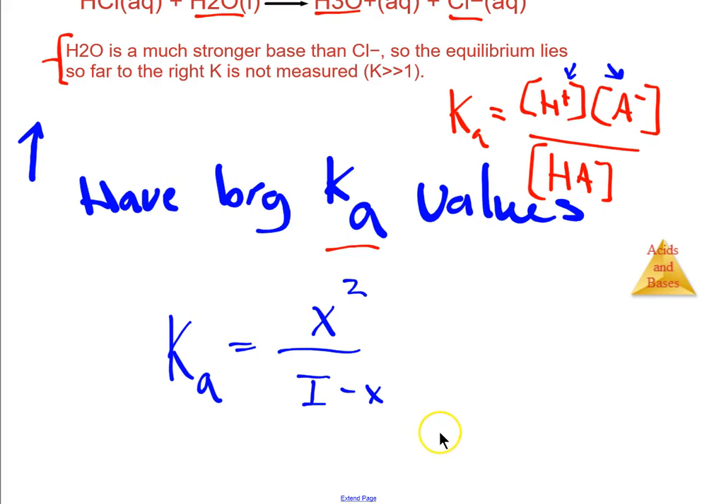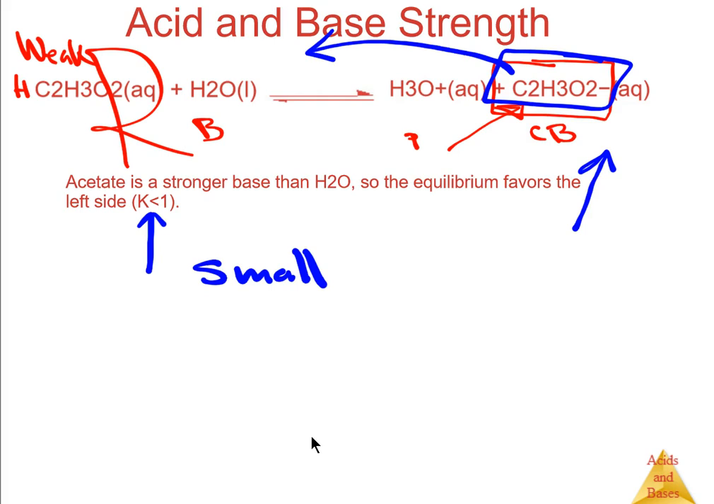X is extremely small. So if x is really small, I'm going to ignore it right here. And by the way, that x squared over initial minus x came from an ICE table. But if this is so small that mathematically it's insignificant, then don't even do it. So we end up with Ka equals x squared over initial, and it's going to be very useful. Now, that's actually coming up in a while, but there's your intro to it. All right.